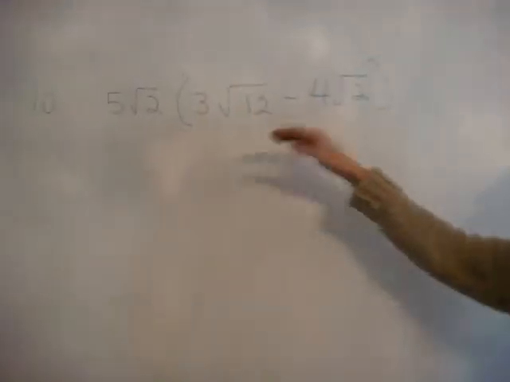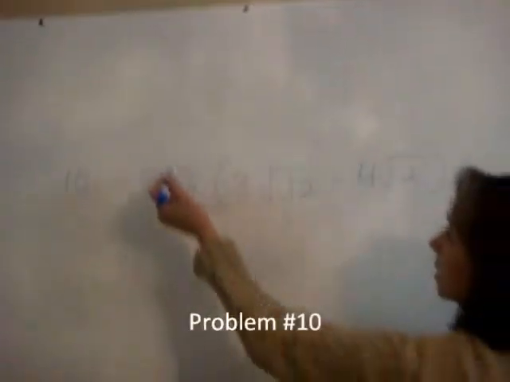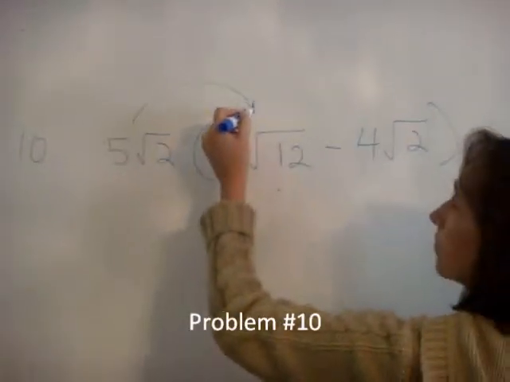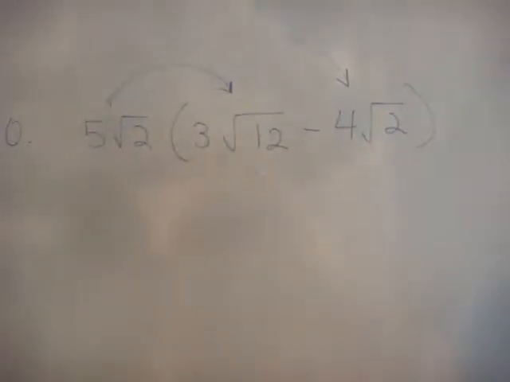Alright, number 10 and 11 we're going to do together. They're similar, they're both radicals. Let's go really quickly through these. You're going to take what's outside the parentheses by both things inside the parentheses, that's called the distributive property.